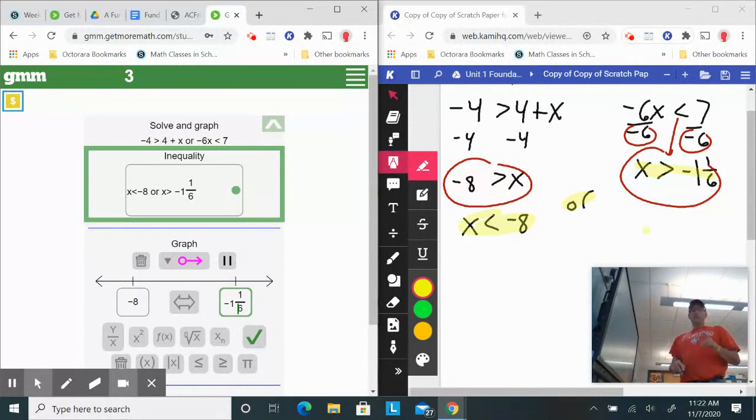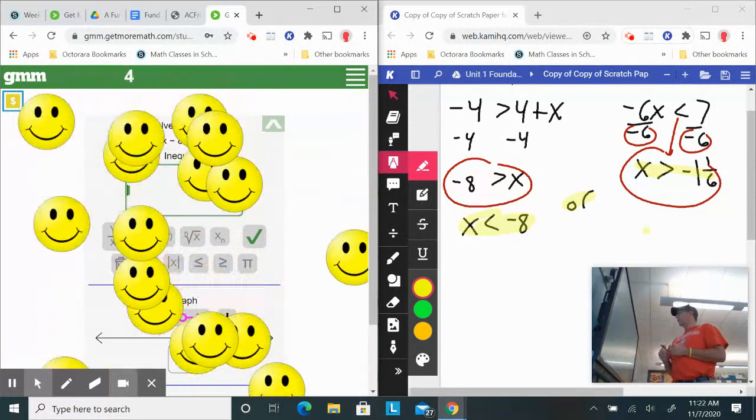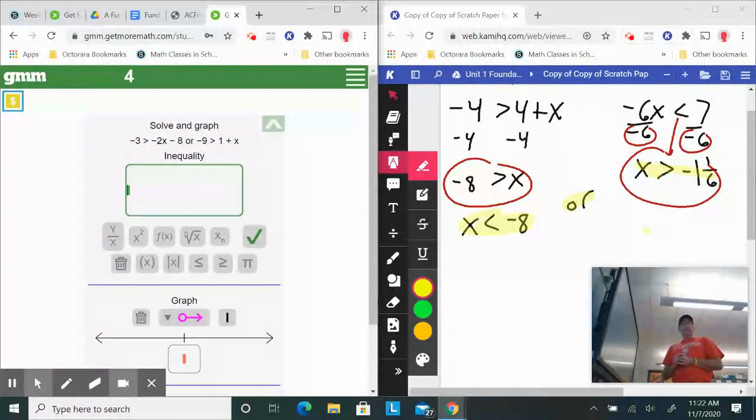Now, these are two separate statements. I want all the numbers that are less than -8. So that means I want an unshaded circle, and they have to be less, so I tap to the left. Or they're greater than -1 and 1/6. So -1 and 1/6, empty circle because they can't be equal to, but they can be greater than -1 and 1/6. So that's what that will look like. Tap the check mark, see if you got it. Let's do another.